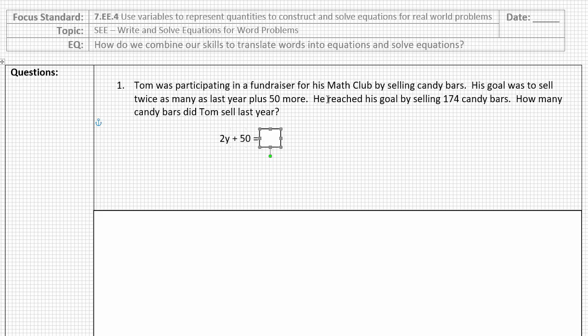In the next sentence, it tells us he reached his goal by selling 174 candy bars. So I said that his goal of 2y plus 50 is equal to 174. So now we have an equation that looks a lot like the ones we had in our video from the last lesson on how to solve two-step equations. So let's see if you can think about what is going to be our first step.